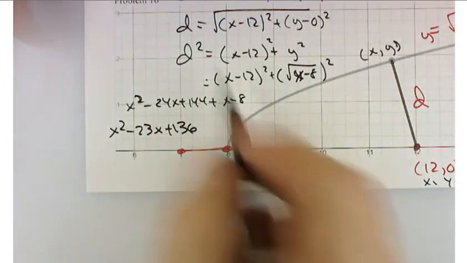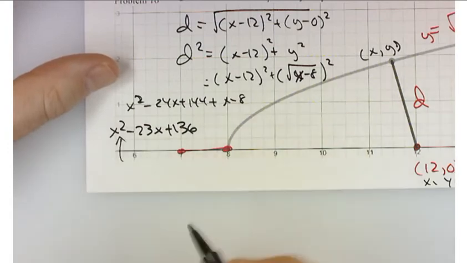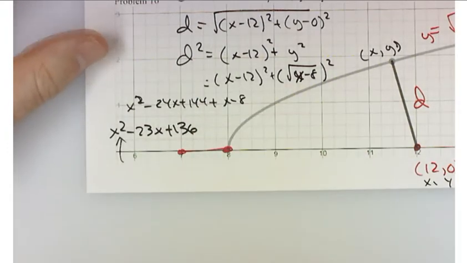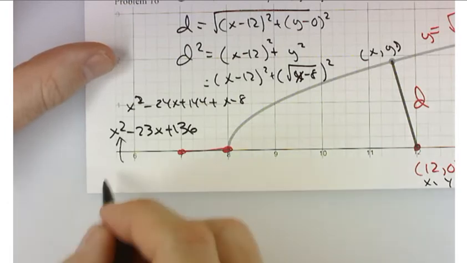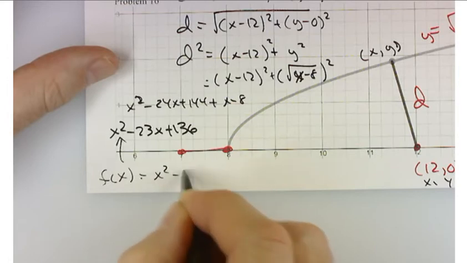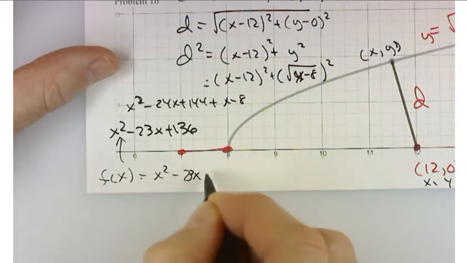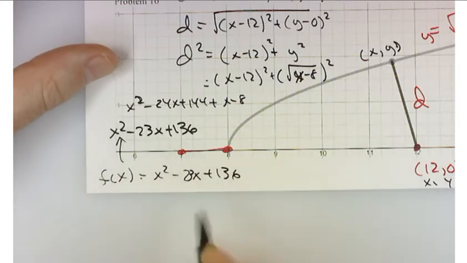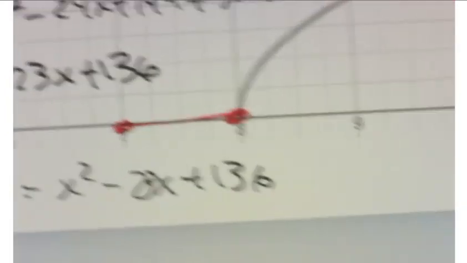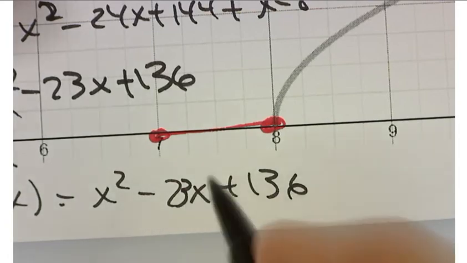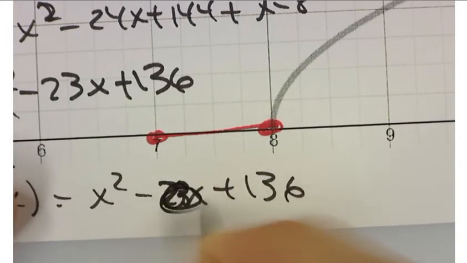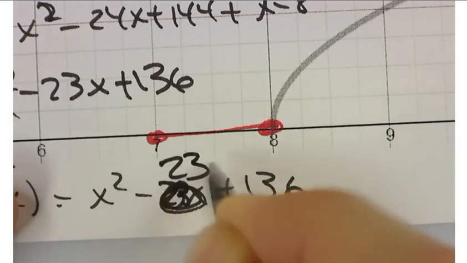Okay. What do you want to call that function? I don't want to use d because I already used d a little bit. Let's just call it f of x is x squared minus 23x plus 136. And that, despite the way it might look, looks like a 28 or something like that. It's actually minus 23x. My bad.